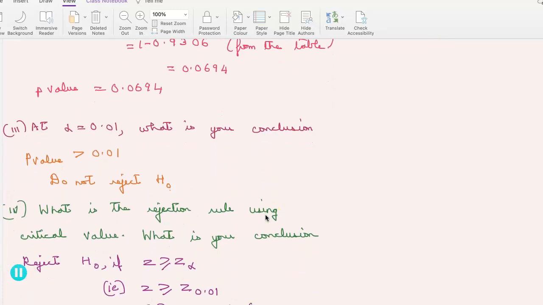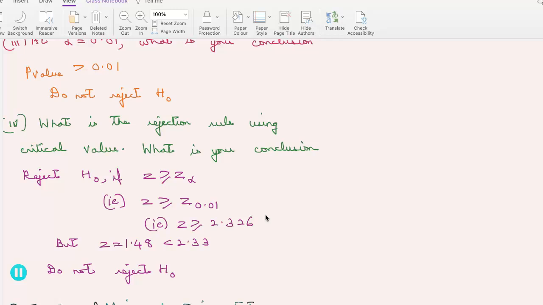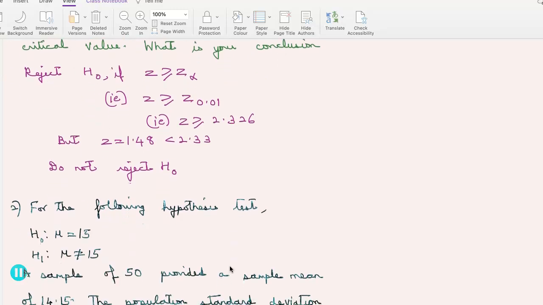What is the rejection rule using critical value? What is your conclusion? What is the rejection rule? Reject H0 if Z greater than or equal to Z alpha. Now Z alpha will be Z 0.01, and that is 2.326 from the table which I had asked you to remember, and Z is 1.48, which is less than 2.33, so we do not reject H0.